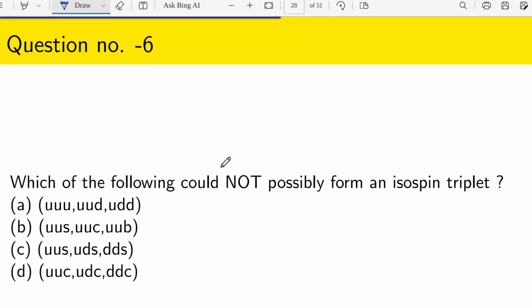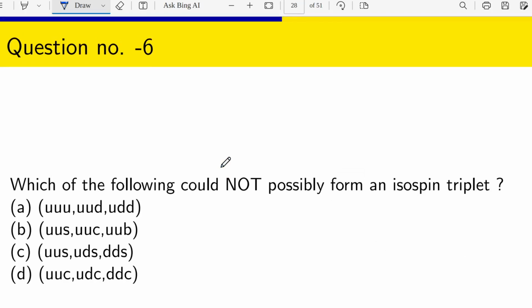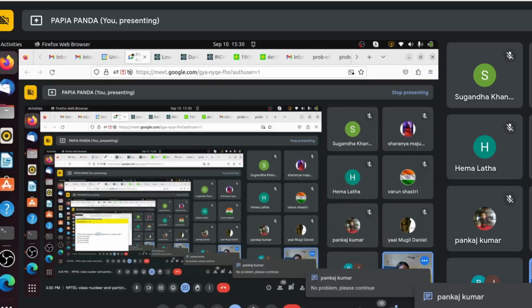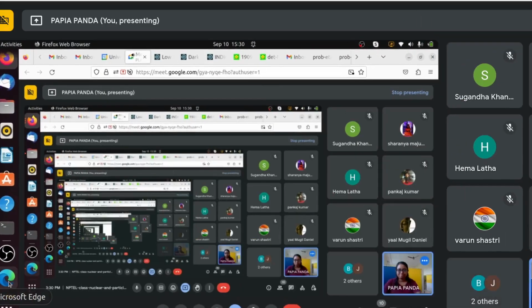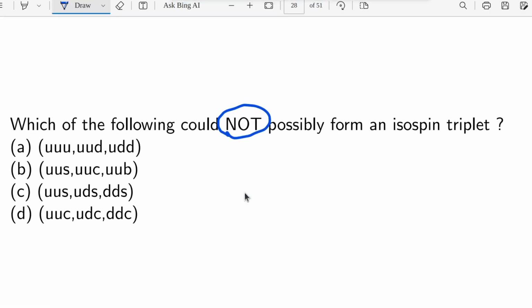Okay, now coming to the 6th question. In that 6th question, you can see: which of the following could not possibly form an isospin triplet? See, here it is already written in bold. Okay, so which of the following could not possibly form an isospin triplet?